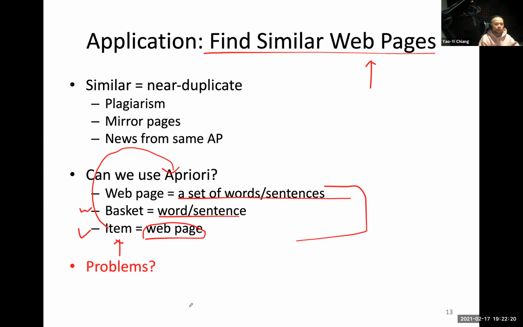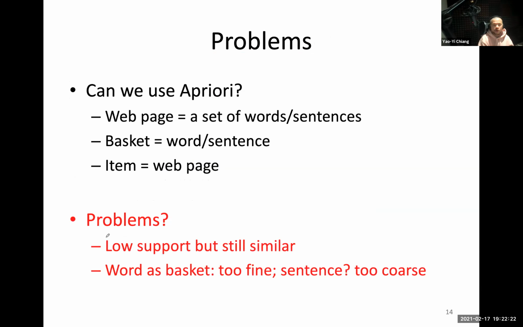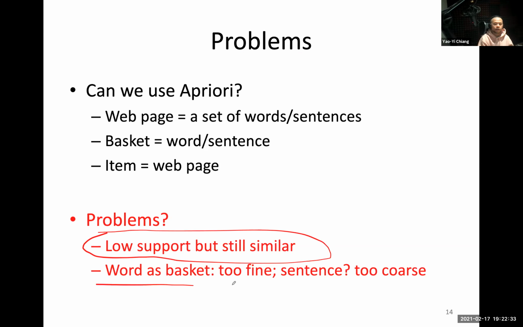But what would be the problem? The problem is exactly what we saw before: low support, but still similar, because Apriori works on the global dataset, while similarity is local. Words as baskets could be too fine, sentences could be too coarse. So how do we decide? Well, let's solve one problem first.